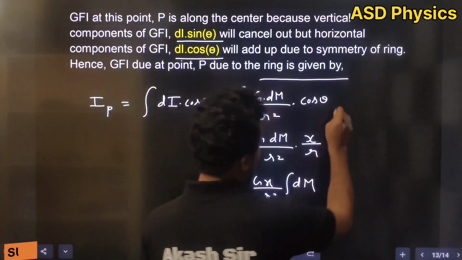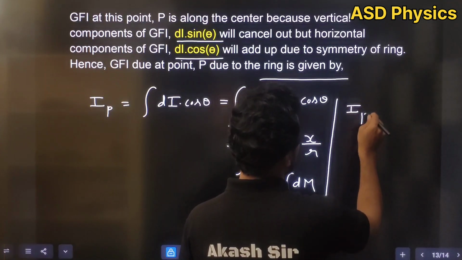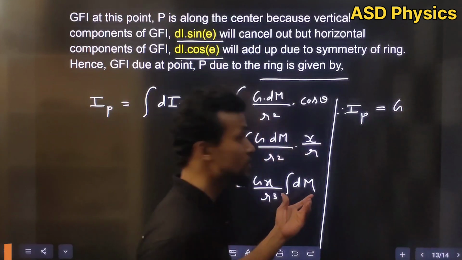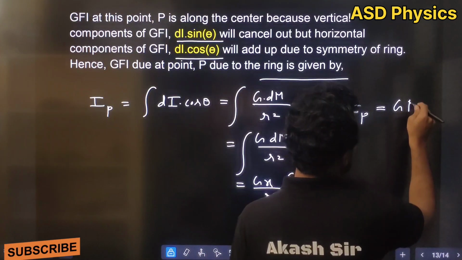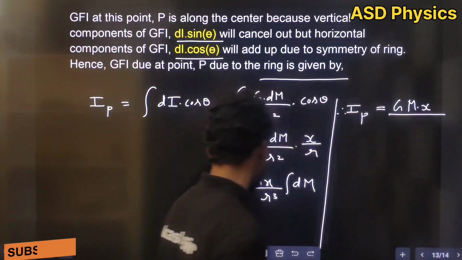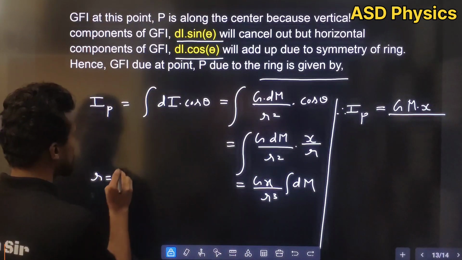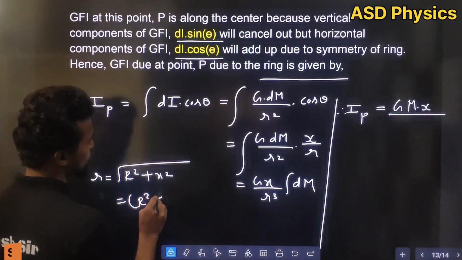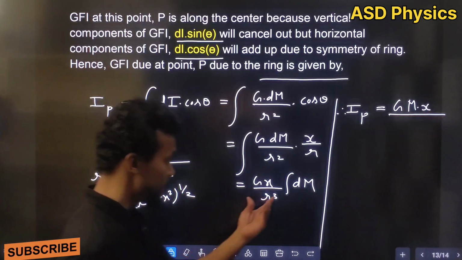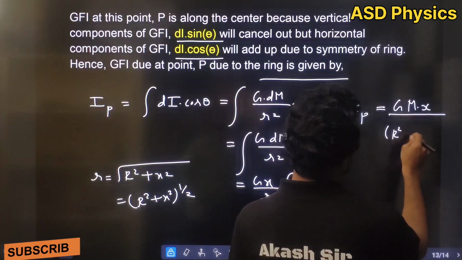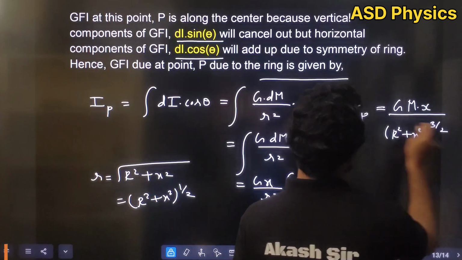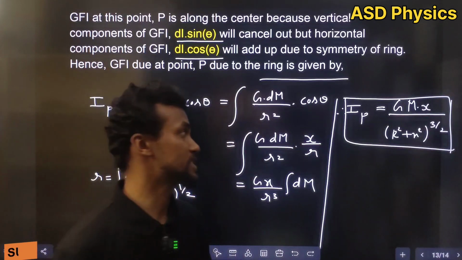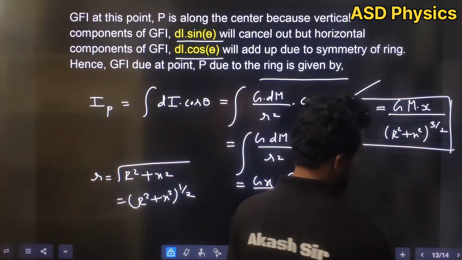Now students, when you simplify this, the I will come as G into integration of dm, which is M. So G M into x, and what is small r? If you apply the Pythagoras theorem, small r will be (R square plus x square) power 1 by 2, and here 3 is there, that means we can write (R square plus x square) power 3 by 2. This is the GFI at distance x from the center of the ring. Remember the formula, this will be used in 12th also.